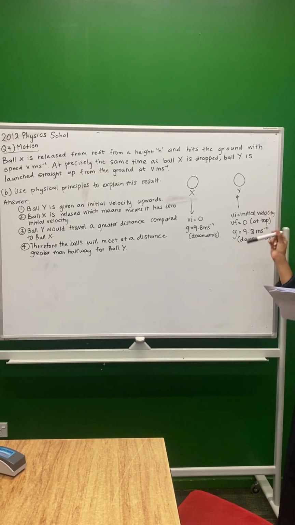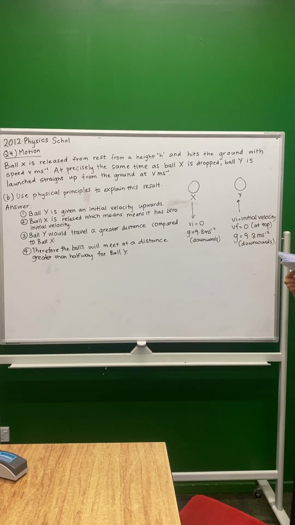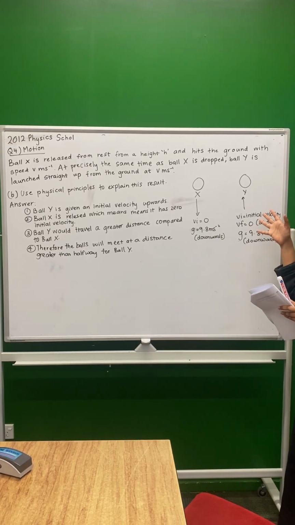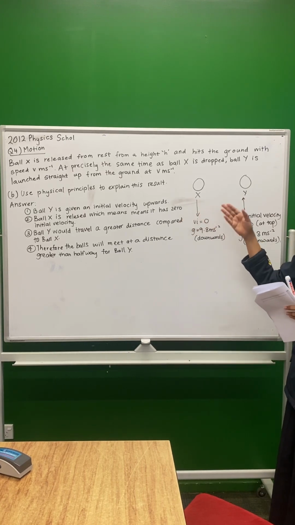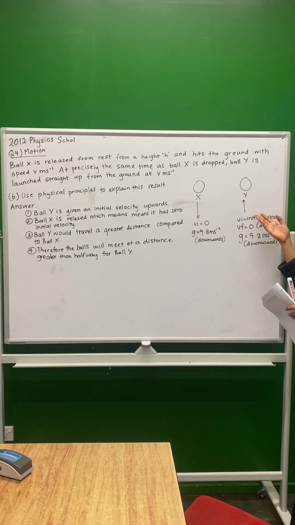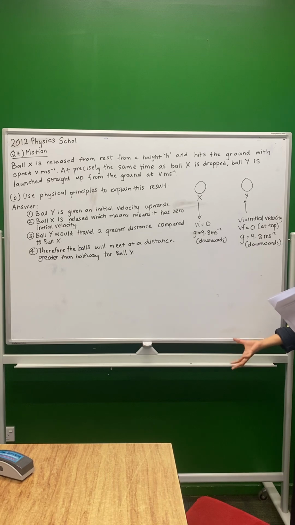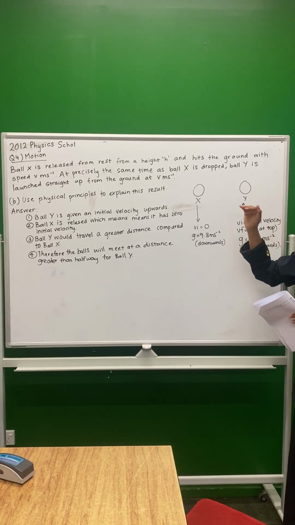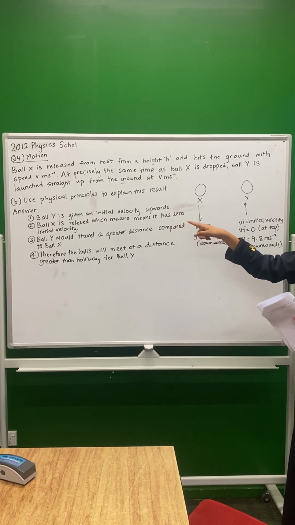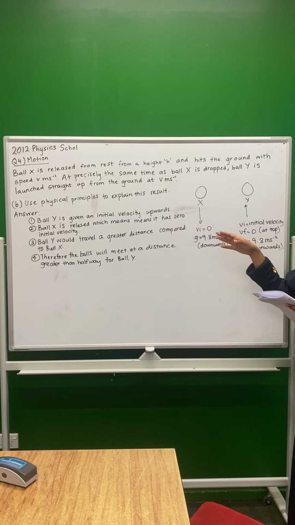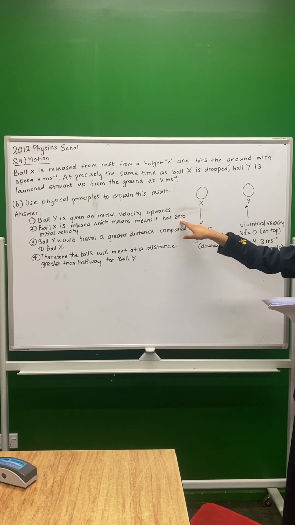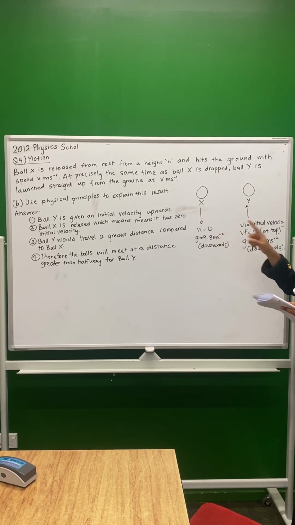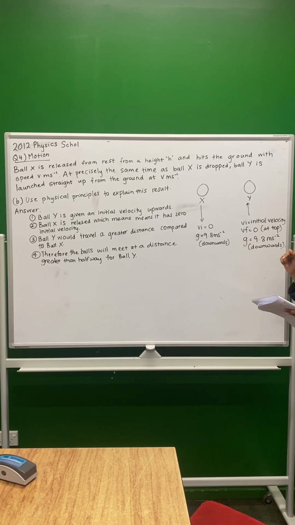So the question for us is to use physical principles to explain this result. The first thing we're going to say is that ball Y is given an initial velocity upwards. If you're going to launch the ball upwards, you're going to give it an initial velocity. And ball X is released, which means it has 0 initial velocity. Since it is released from a rest position, it has an initial velocity of 0, unlike ball Y.